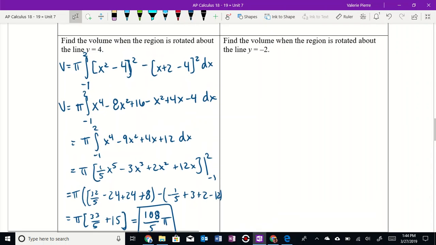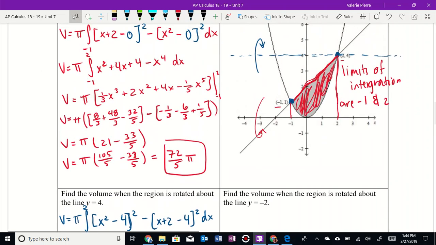Okay, so the trick here is visualizing where your axis of symmetry is so that you can identify the inner and the outer functions to write your volume equation.